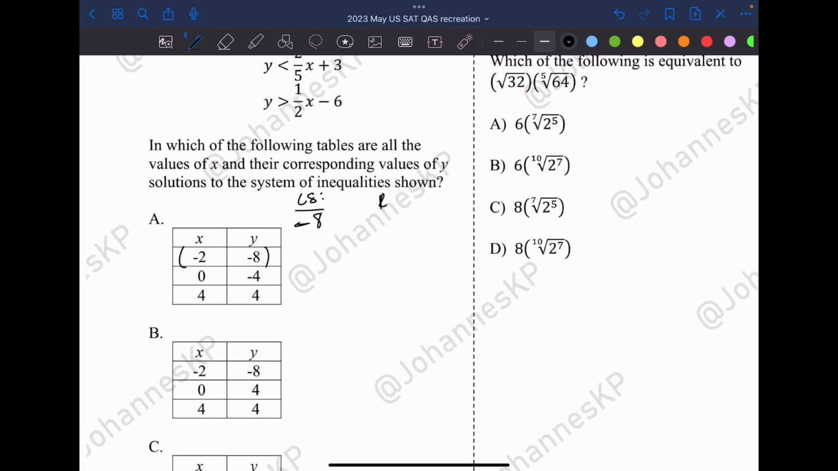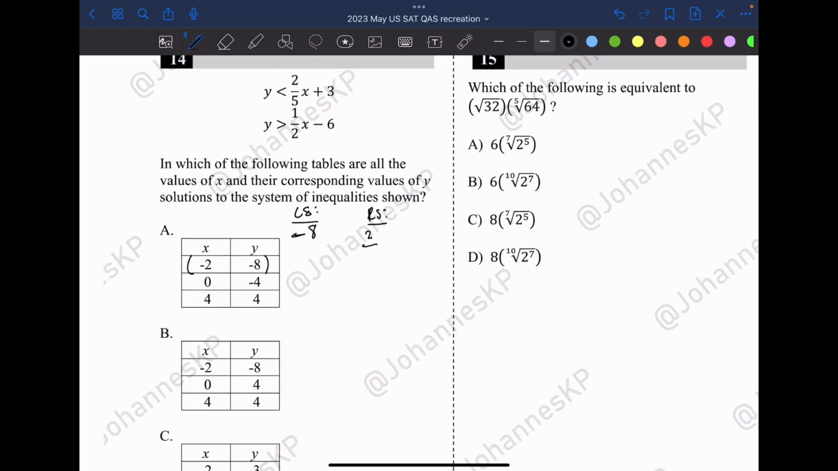For the right side, it would be 2/5x plus 3, so 2/5 times x, which in this case is -2, plus 3. So this will give you -4/5 plus 3, which is equal to 2.2. Is -8 less than 2.2? Yes. So far, this is correct. The first point works for the first inequality only.